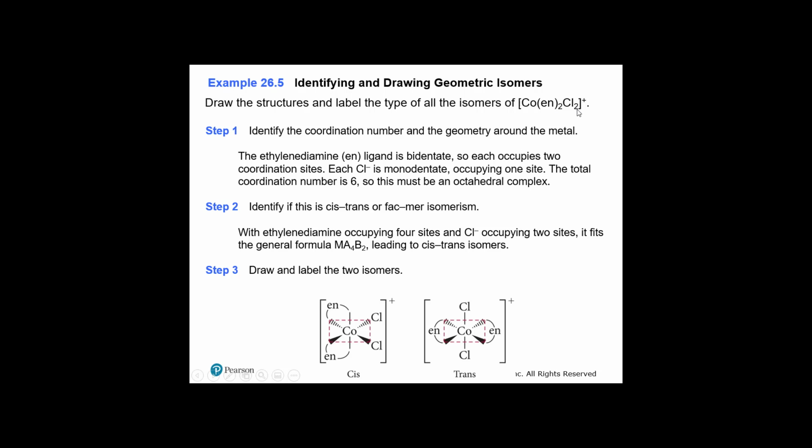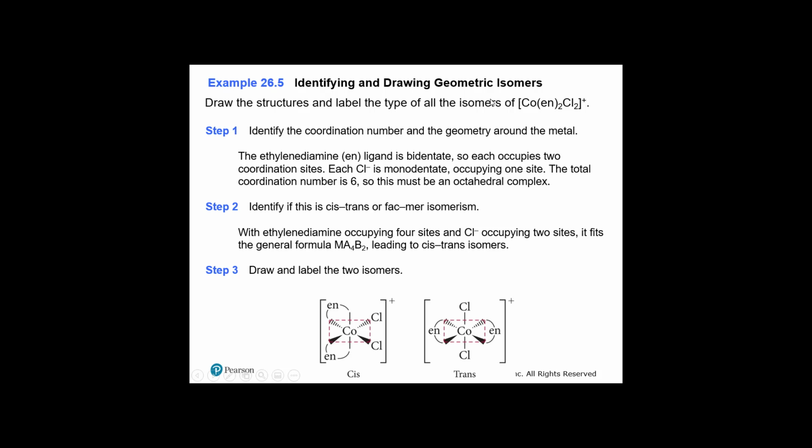Why would you be wrong? Because chlorine is a monodentate, but ethylene diamine is a bidentate. For every one bidentate ligand, it occupies two sites. Remember, it can bind two teeth. So we have 2 of those, and 1 equals 2, so we have 2 plus 2.